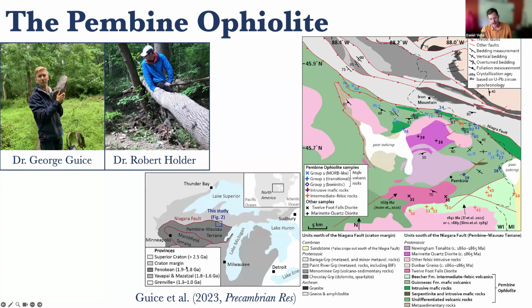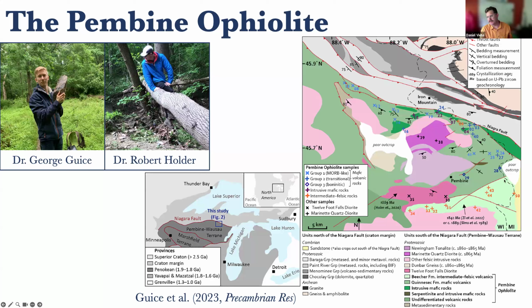So this figure here is from a paper in 2023 with George as first author. The study area is here, right at the edge of the Pembine-Wausau terrane, and you can see a close-up of it here. This is one of the only areas in Wisconsin, of the Lake Superior area, that has really well-exposed outcrop of the Pembine-Wausau terrane, these juvenile terranes.